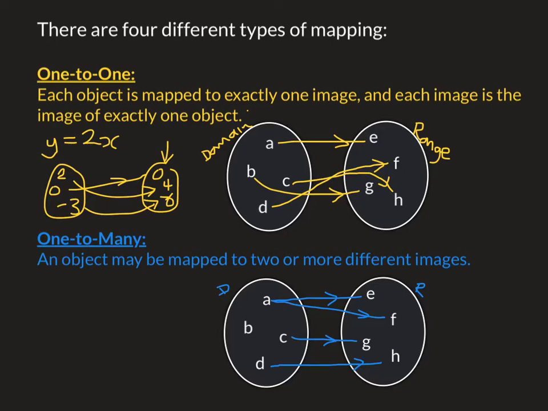Think about mathematically what might do this, a bit like we used y equals 2x in the first one. Can you think of one that would do for this? Well, how about y equals the square root of x? If I've got something like 4, the outputs would be 2, but I could also have minus 2. So that is a one-to-many. For every input, there might be more than one output. Next.